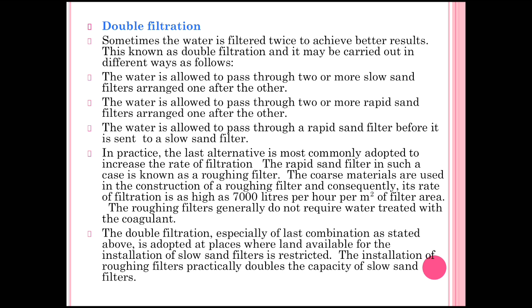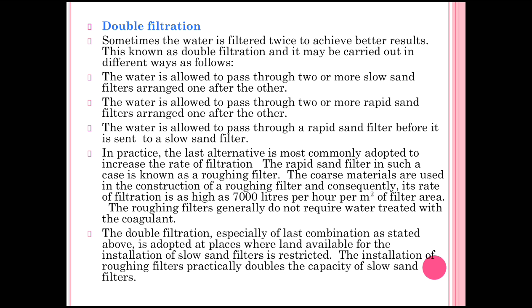The last alternative is the most commonly adopted to increase the rate of filtration. The rapid sand filter in such case is known as the roughing filter. The coarse materials are used in the construction of the roughing filter and consequently the rate of filtration is high at 7,000 liter per hour per square meter of the filter area. Roughing filters generally do not require water treated with a coagulant.